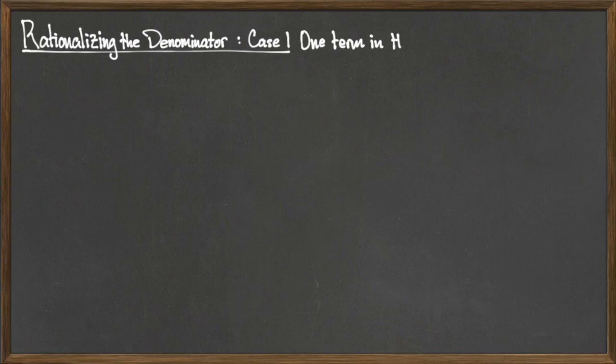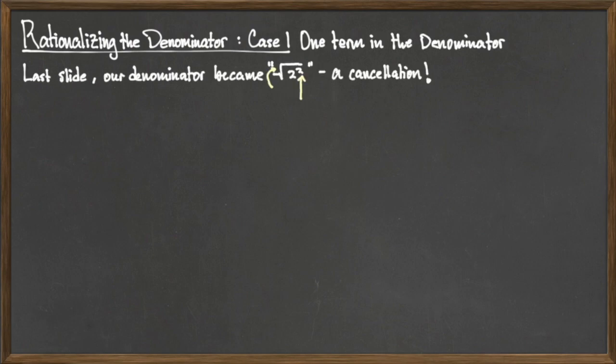The first type of problem that we're going to have, what we'll call case 1, is where I only have one radical term in the denominator. What we did last time was we forced the term the square root of 2 squared to show up because then the radical and that power cancel each other out. And that's the sort of thing that we want to force here.